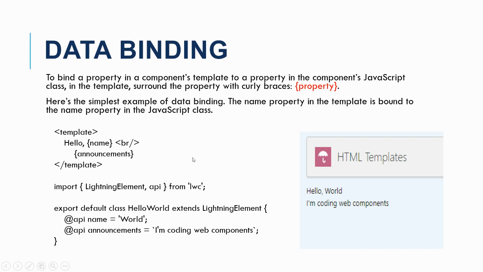So when we load this LWC in our Chrome browser or any web browser, it will do the binding because we have given the proper syntax, which is curly braces, and then name and announcement. It will bind both the HTML and JS files, and this is how the output will look: hello world, and I am coding web component. At runtime, name will be replaced by the property value we have given, which is world in the case of name, and in the case of announcement, it will be replaced with I am coding web component. So in real time, when the LWC renders in our web browser, this is how it will look.